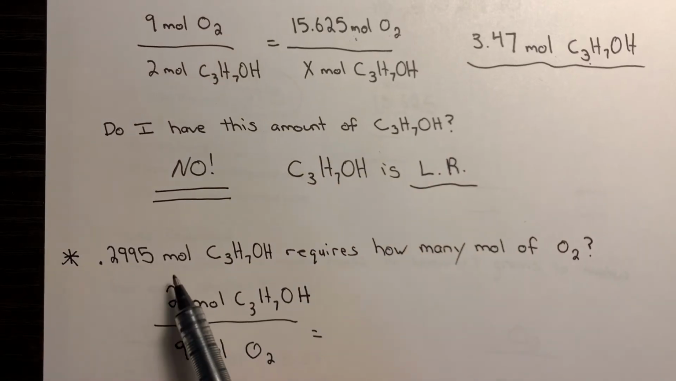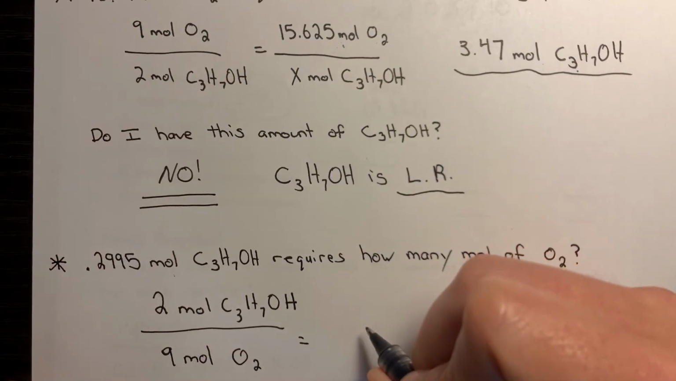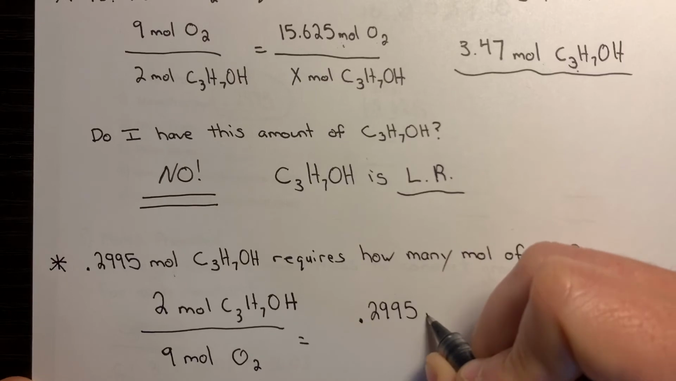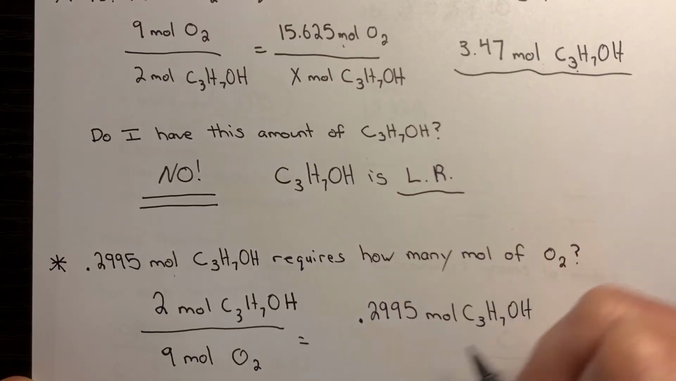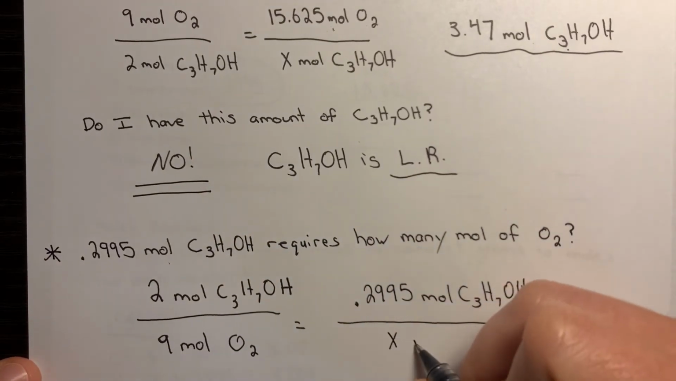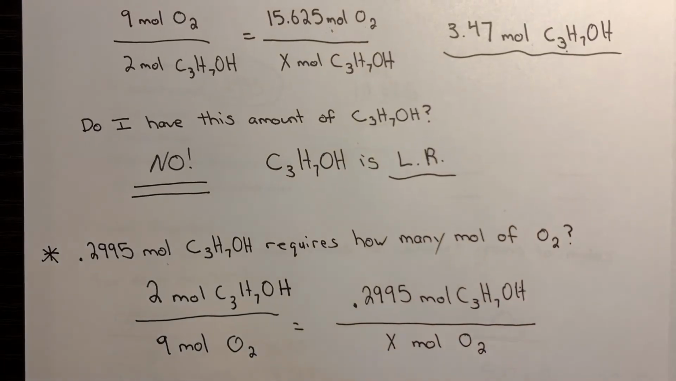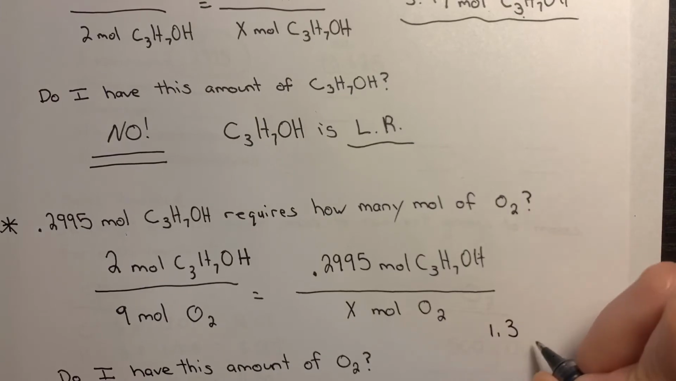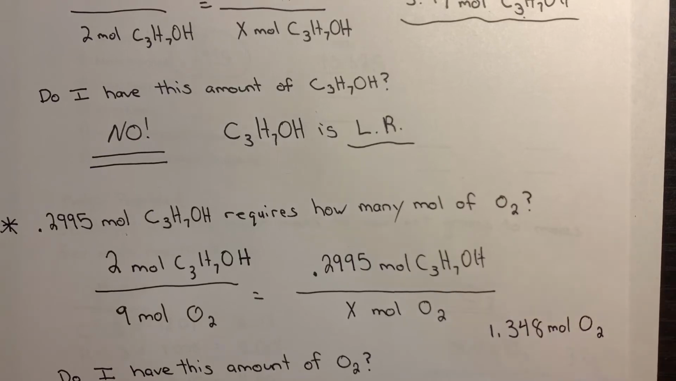So knowing that this is the limiting reactant, knowing that this is the one that's going to run out first, I want to exhaust this, right? I want all of this that is available to react. And subsequently, I want to be able to figure out, well, okay, knowing that this is going to run out first, how much of the oxygen am I actually going to need? So again, I use that 2 to 9 mole ratio. I solve for my proportion, and I get 1.348 mole of O2, okay?